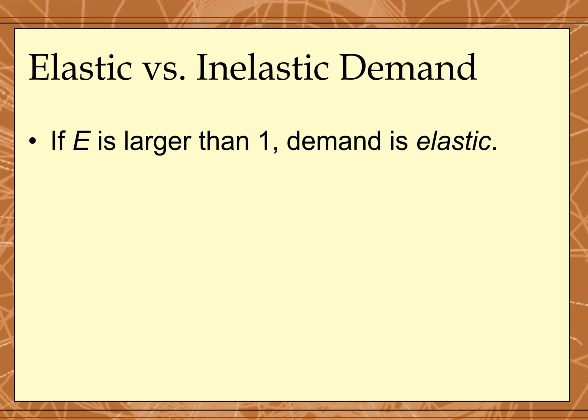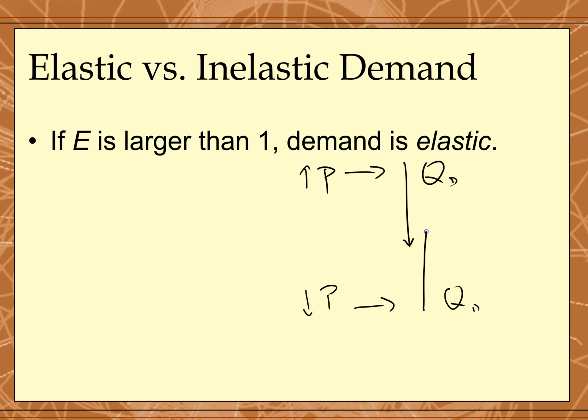when the value of E is greater than 1, that simply means that the change in demand is greater than the change in price. That's like saying this: when price goes up, demand goes down by more than that amount. And the reverse is true. If price goes down, quantity demanded goes up by more. So in each case, do you see how the change in quantity demanded was greater than the change in price?